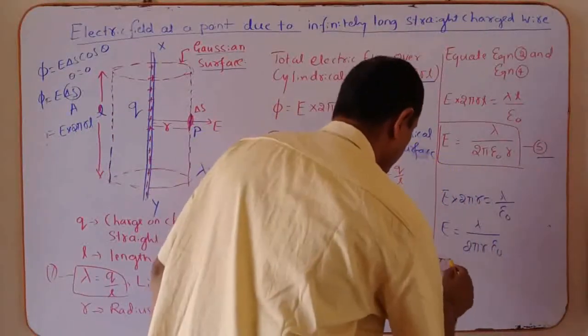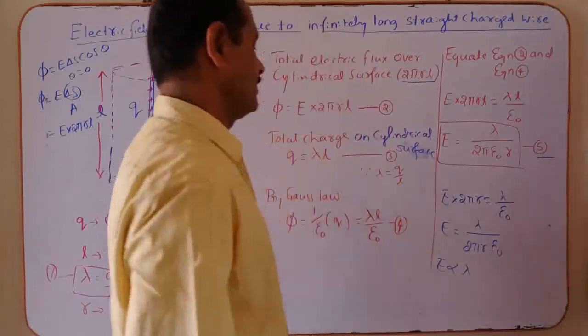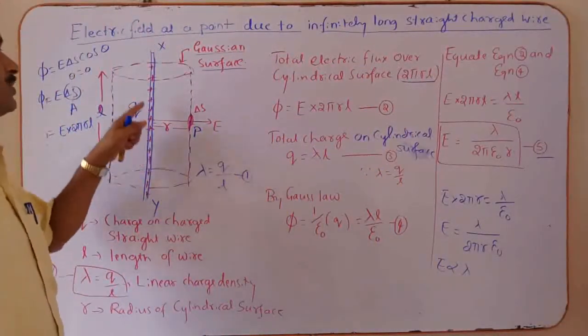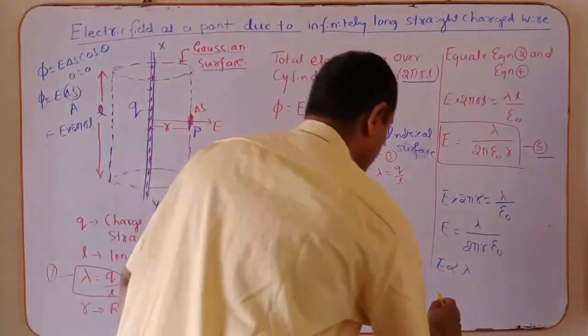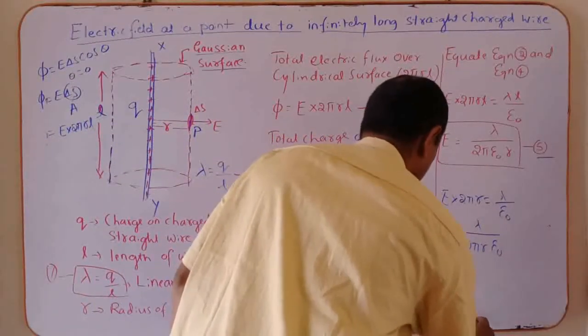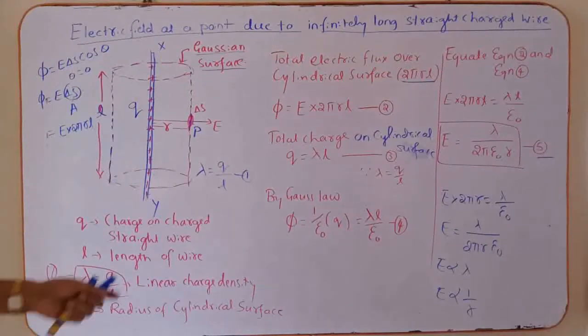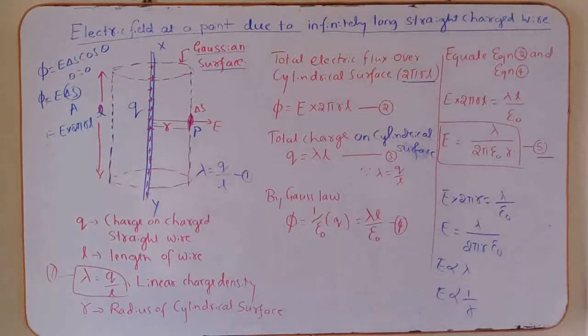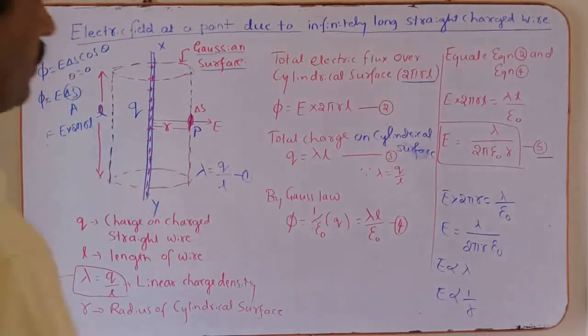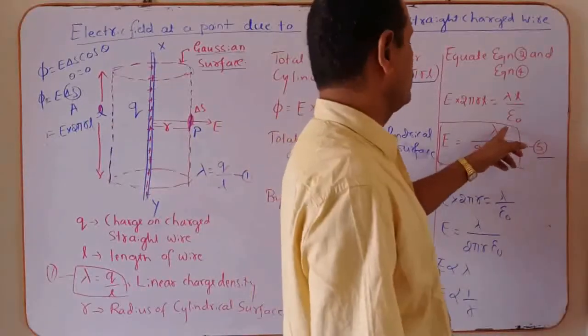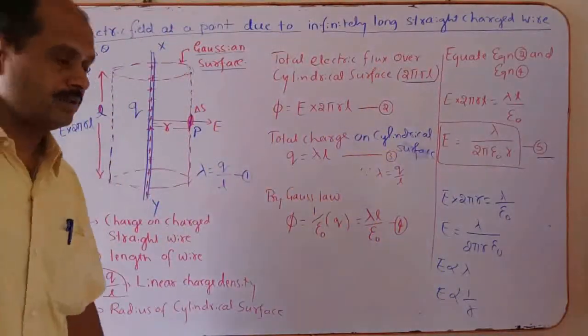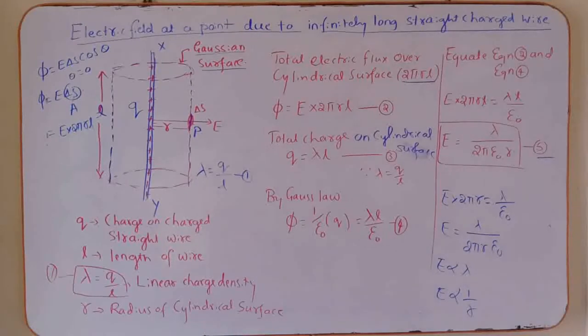Now see here, the electric field at this point is directly proportional to the linear charge density lambda. Then this electric field is inversely proportional to the distance of the point from the charged wire, that is the perpendicular distance. This is the expression for the electric field at a point due to the charged wire. This is asked in the examination for 3 marks.